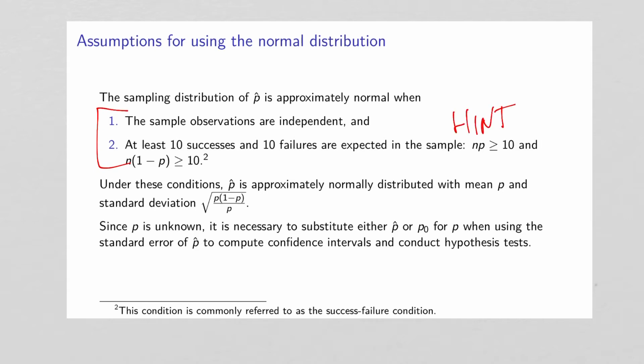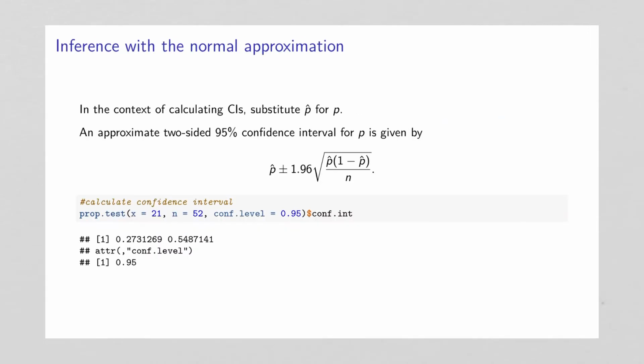Under these conditions, p hat is approximately normally distributed with mean p and standard deviation. This is your standard deviation. Since p is unknown, because the population is unknown, it is necessary to substitute either p hat or p0 for p when using the standard error of p hat to compute confidence intervals and conduct hypothesis testing.